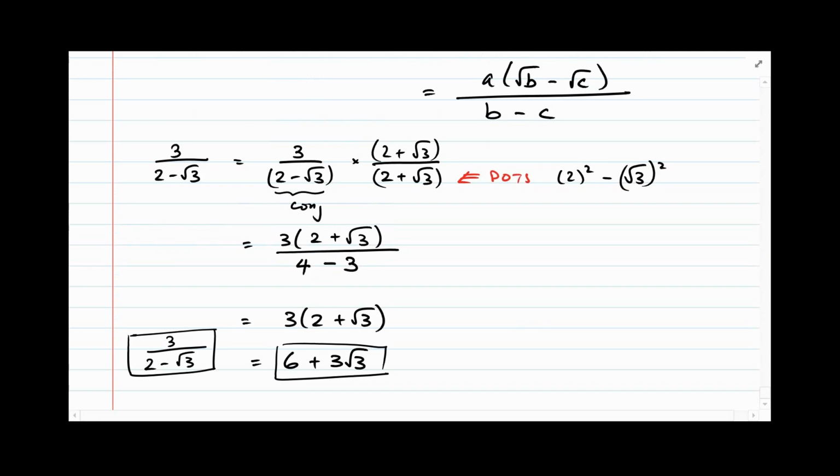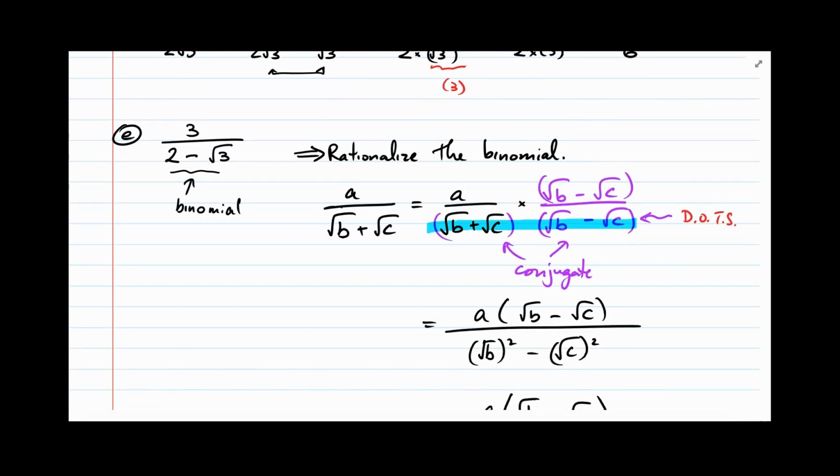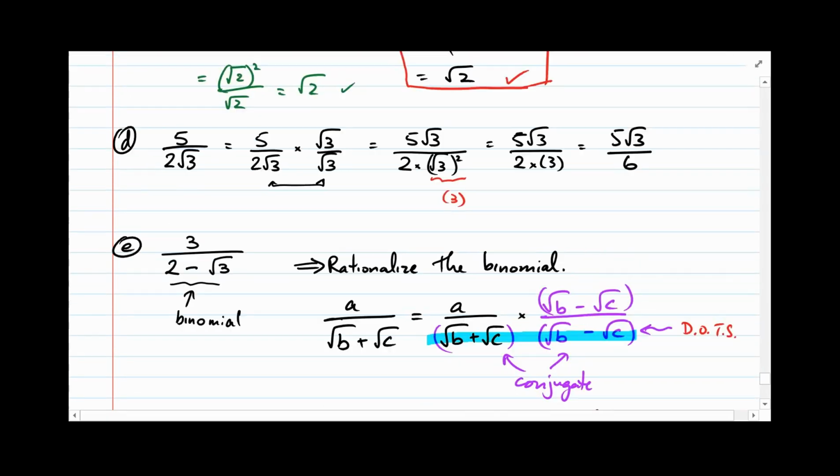So the idea again, always when you have a square root in the denominator, you want to rationalize. And if that denominator turns out to be a binomial, then you have to rationalize using the conjugate. If the denominator turns out to be just a single term, then all you're doing is multiplying by the radical that was present.